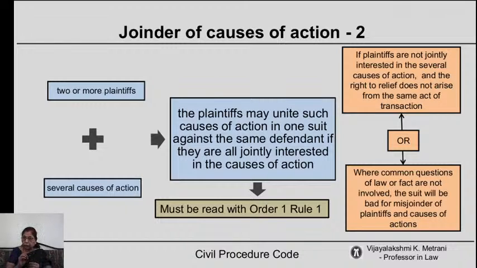So when it comes before the court, there are several different questions. That plaintiff will bring in some other evidence relating to some other rights. This person will bring in some other questions relating to some other rights. That means it is not coinciding with Order 1, Rule 1. So joinder of plaintiffs cannot be done in such cases. In such cases, if they join, then the case will be bad for misjoinder of plaintiffs and causes of action. So the suit will be bad for misjoinder.